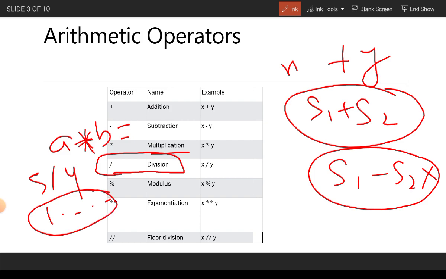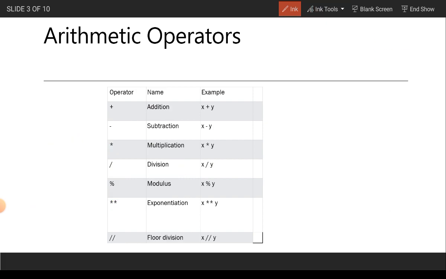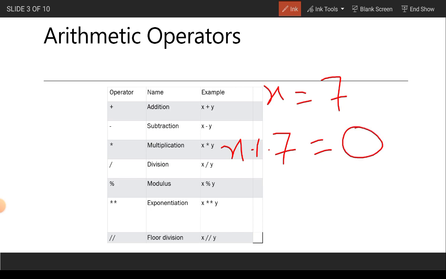And the same for modulus division. What does the modulus operator give? It will give the remainder. Suppose we have been given a number x is equal to 7, and we do x modulo 7. What will it give? It will give 0, because when we divide 7 by 7 the remainder is 0. What is the property of modulus division? It is one of the important properties: it always gives the remainder between 0 and n minus 1.